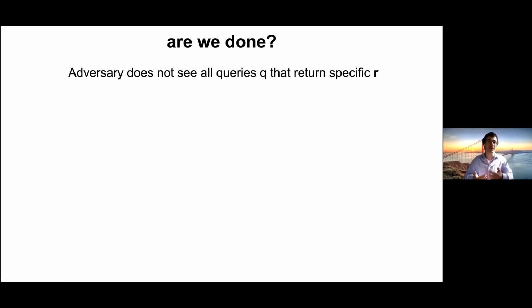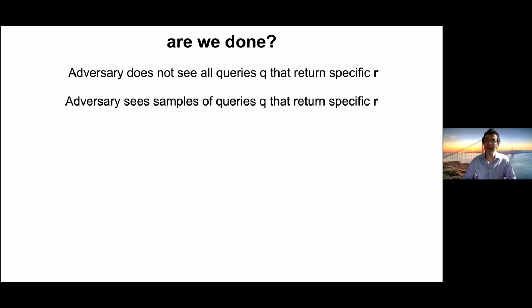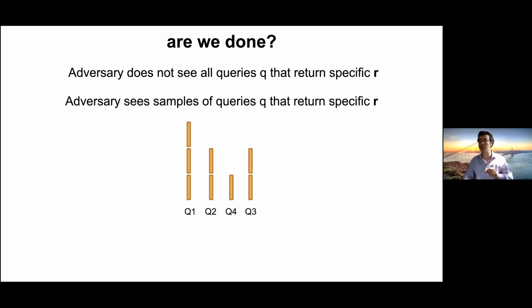So this is the problem that we had to solve here, right? What happens really is the adversary sees samples of queries Q that return a specific R. That's it, right? And so here's what happens. For a specific response R, you can have three queries Q1 that return it. You can have three. What I mean here is the following.